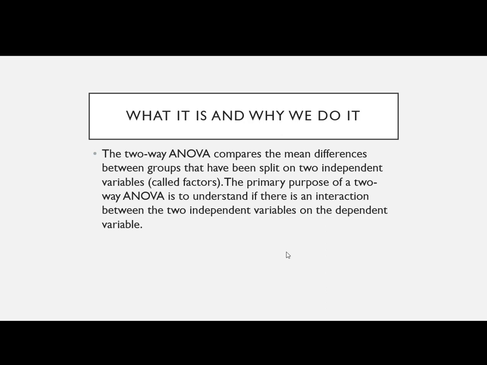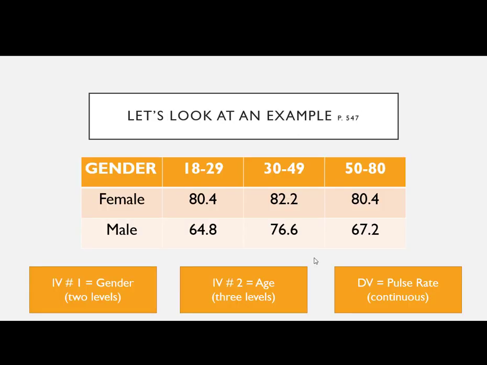Okay, so let's do a two-way ANOVA, a factorial ANOVA. So what is it and why do we do it? The two-way ANOVA compares the mean differences between groups that have been split on 2 independent variables called factors. The primary purpose of a two-way ANOVA is to understand if there is an interaction between the 2 independent variables on the dependent variable. So let's look at an example from page 547.